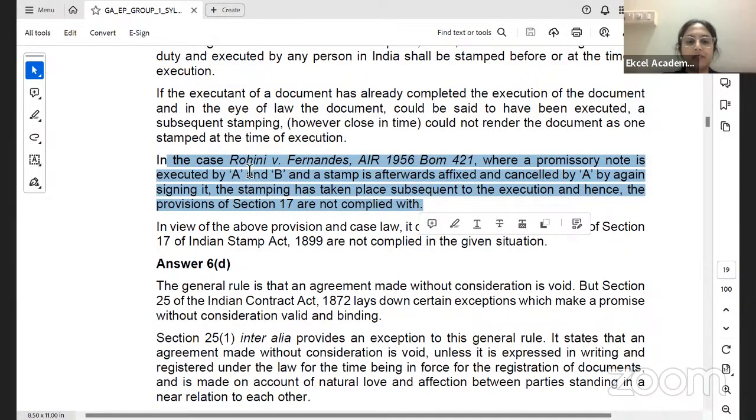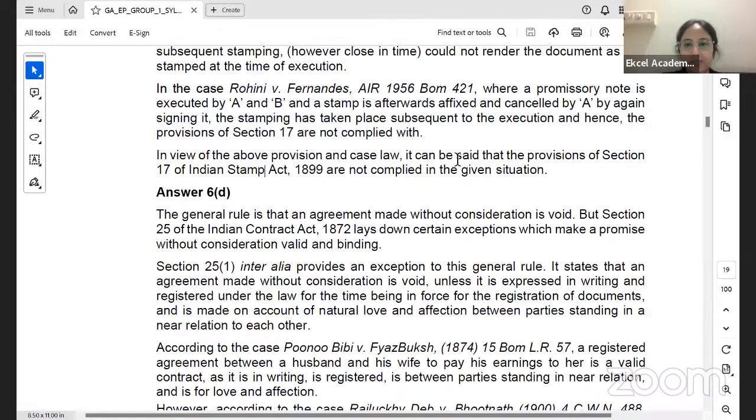So in the case Rohini versus Fernandez, it's mentioned that where a promissory note is executed by A and B, and a stamp is afterwards affixed and cancelled, again by signing it, all these things subsequent to execution, whatever you do, it is a non-compliance only. So in the light of the above provision and case law, it can be said that the provisions of Section 17 of the Indian Stamp Act are not complied with in the given situation.